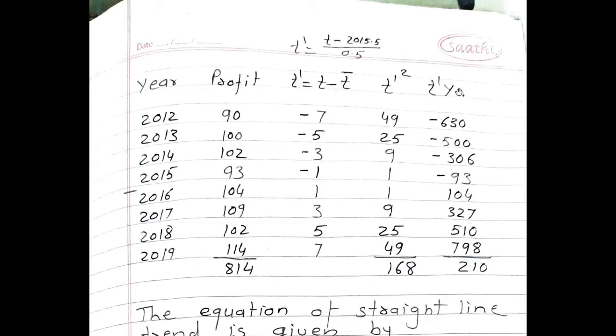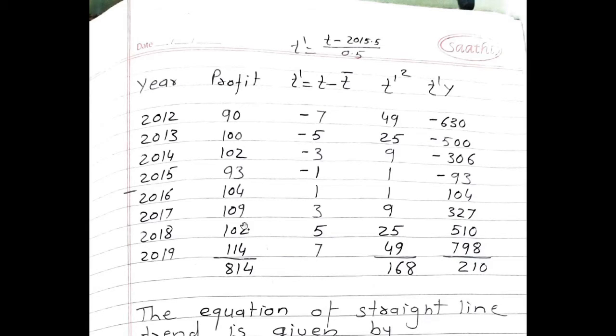And t dash y is calculated as minus 7 into 90 becomes minus 630, minus 5 into 100 becomes minus 500, minus 3 into 102 becomes minus 306, minus 1 into 93 is minus 93, 1 into 104 becomes 104, 3 into 109, the value is 327, 5 into 102 becomes 510, 7 into 114 becomes 798.